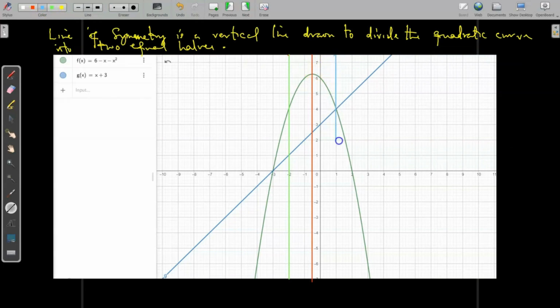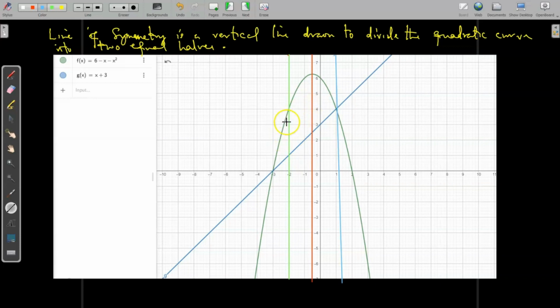Another line here. Now, I've drawn 3 vertical lines. The green, the red, and then the blue vertical lines. Which of them do you think has partitioned this curve into two equal halves? Which of them, please? Please, the red. Is the red one. Because now look at something here.